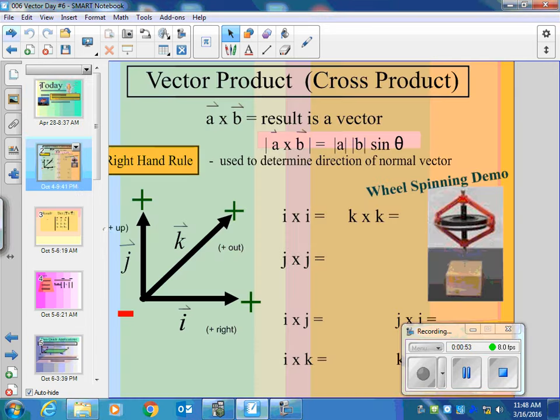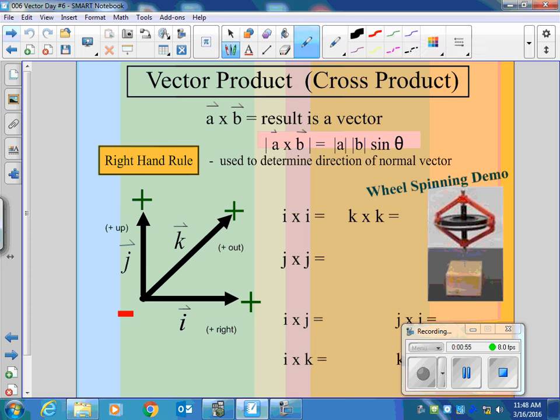And then there's going to be a crazy result application with that. When you see the X, that means cross product. And I'm not going to prove it here. I'd like to, but I'm not going to at this point.